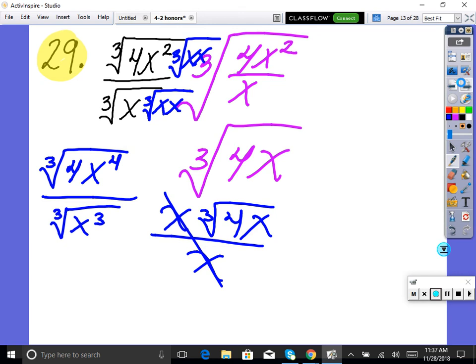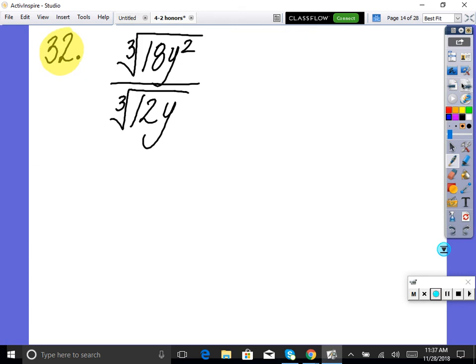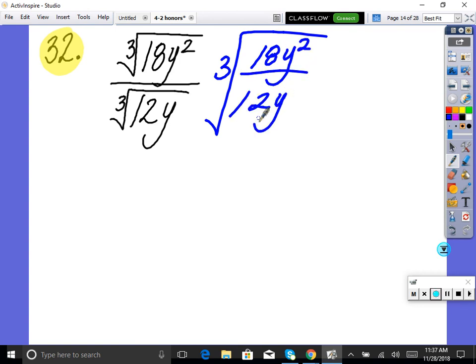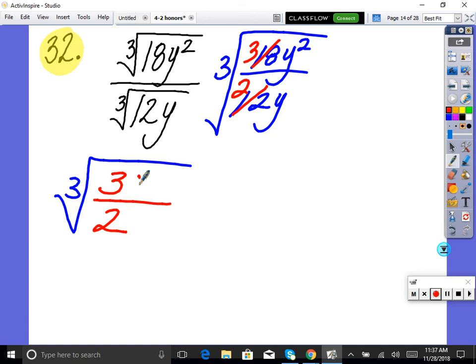Okay, let's do 32. First things first, put it together. So you have the cube root of 18y squared over 12y. Simplify, so that gives you this, the cube root. Look, they both divide by 6. So that becomes a 3, and this becomes a 2. So right now, this is what we have. 3 over 2, and then don't we have a y on top?